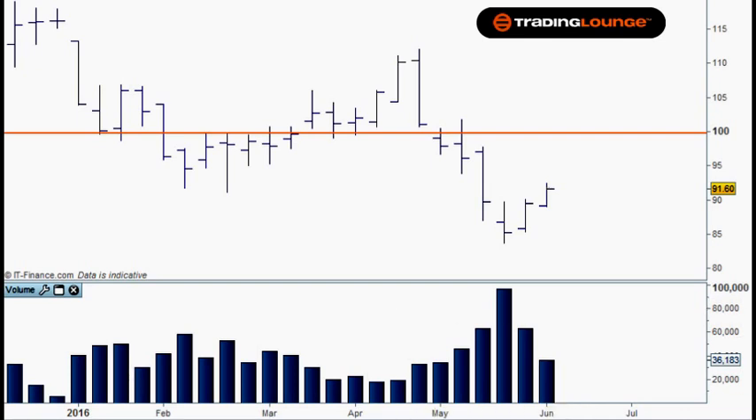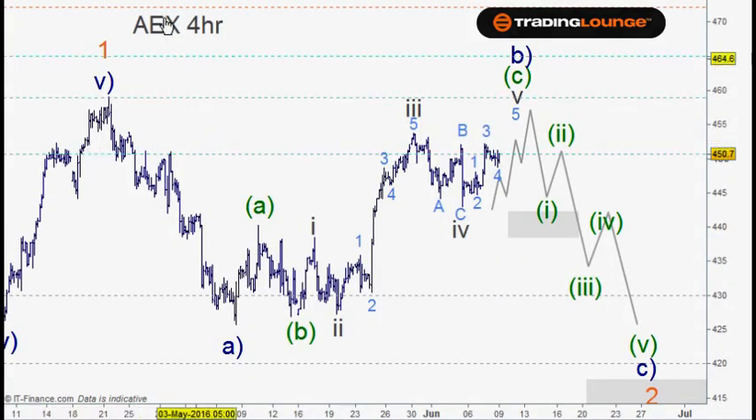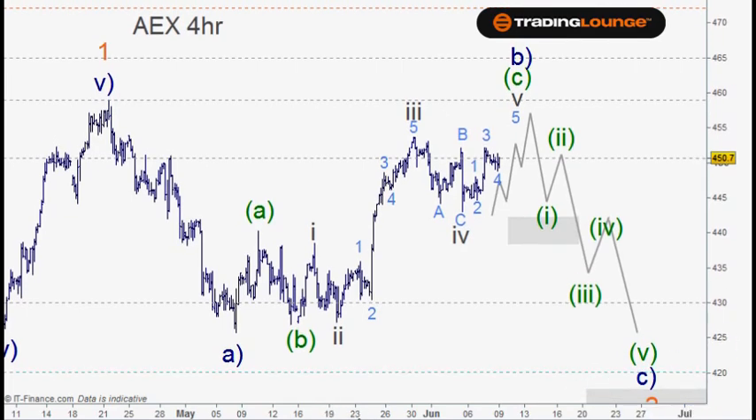Okay, moving on now, I want to move to the AEX, and the reason for using the Netherlands chart here is simply because it's got the best, clearest wave count out of the indices that I can see in the European bunch. So what we've been looking at here, like the S&P 500 and so on, is that we're looking for 5 waves up here.